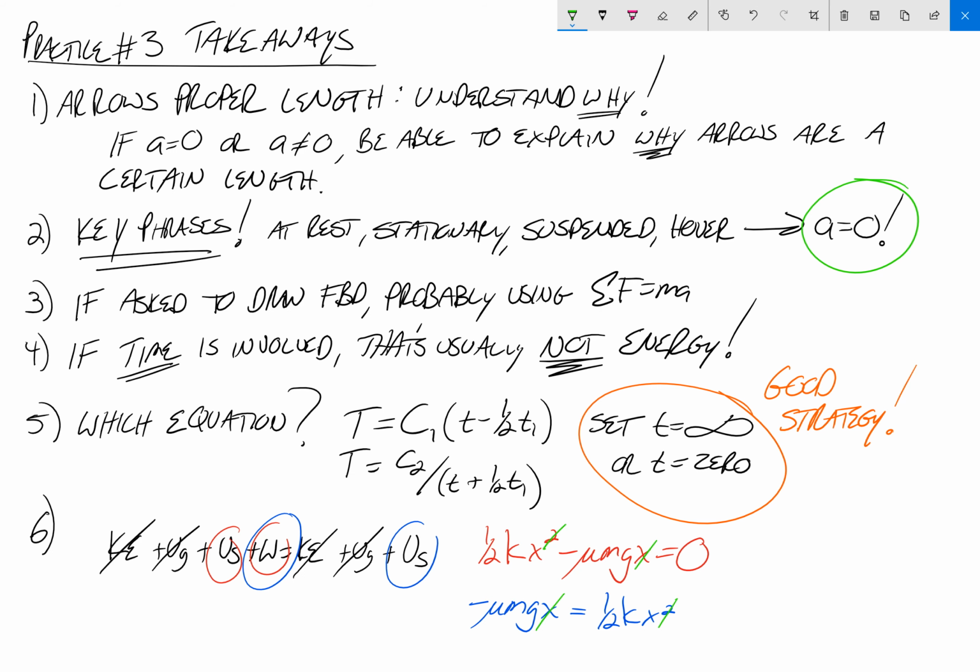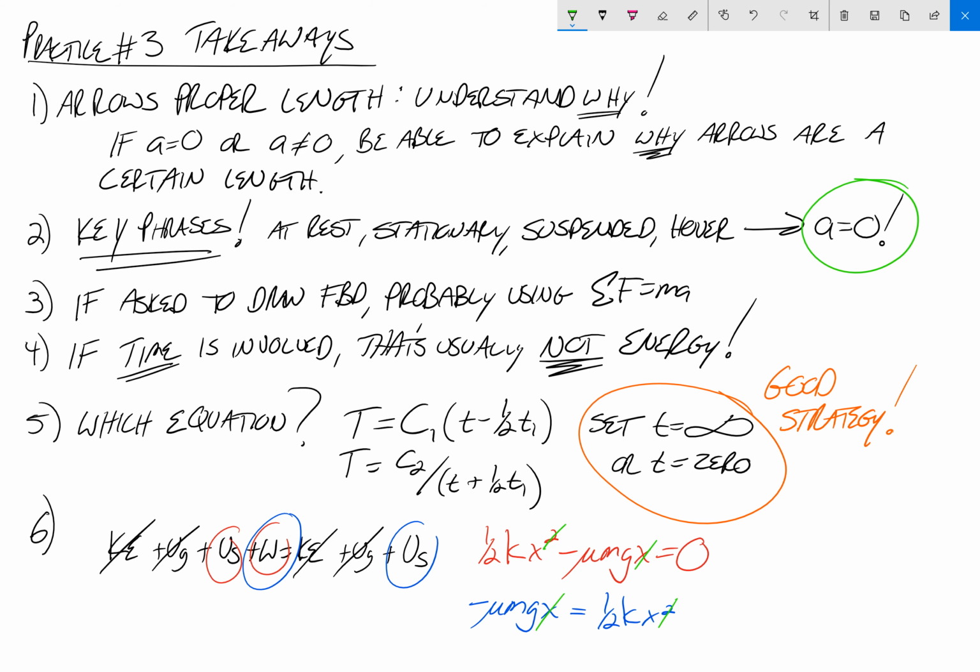Another thing, silly people, if you're asked to draw a free body diagram, odds are you should use Newton's second law, sum of the forces equals ma. Because a lot of you are like, oh, free body diagram, let's use energy. No. Don't go there. If it's an FBD, you're probably using Newton's second law.